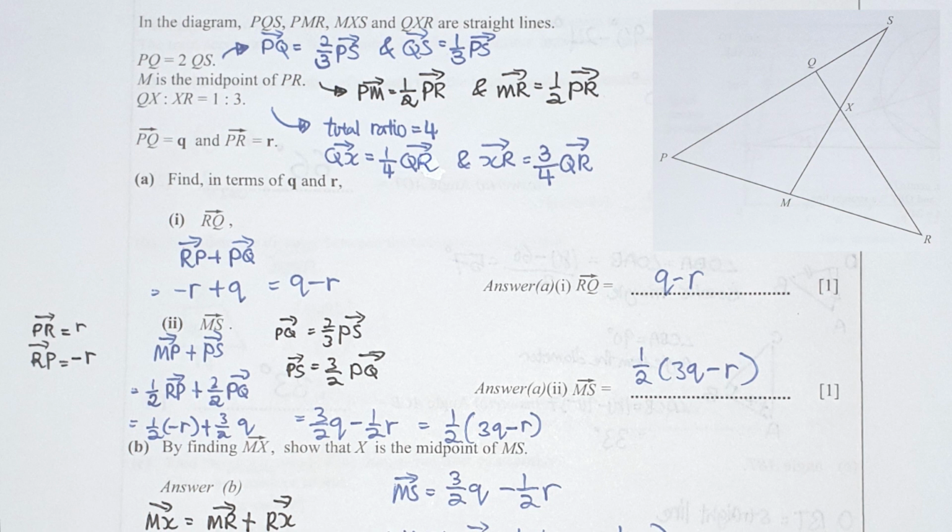For MS, we will be having MP plus PS. So 1 over 2 of RP plus 3 over 2 of PQ, which then translates into 1 over 2 bracket negative R plus 3 over 2 Q. After the final calculation, you will get 1 over 2 bracket 3Q minus R.